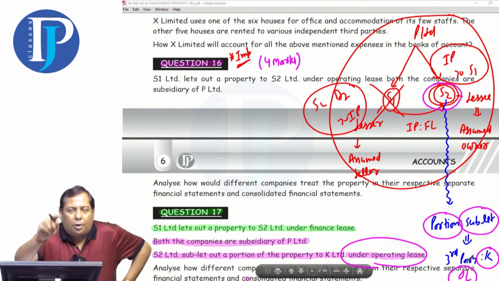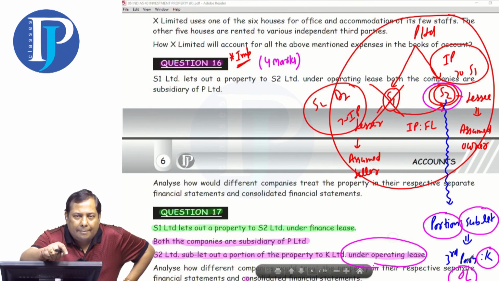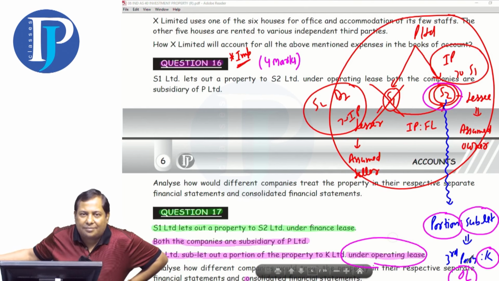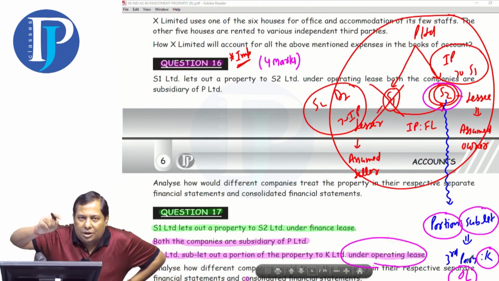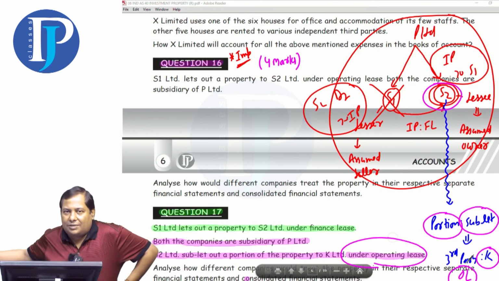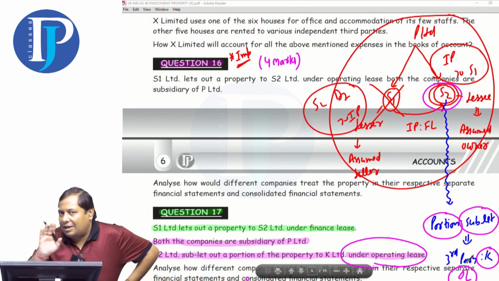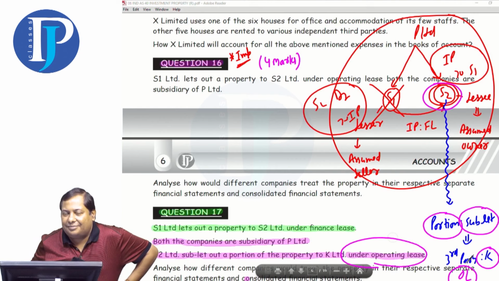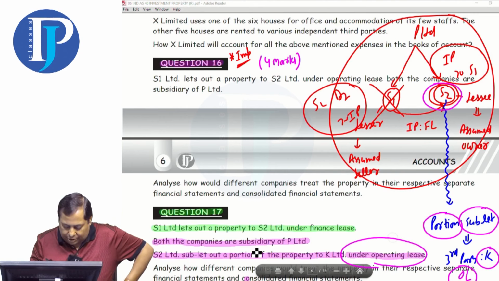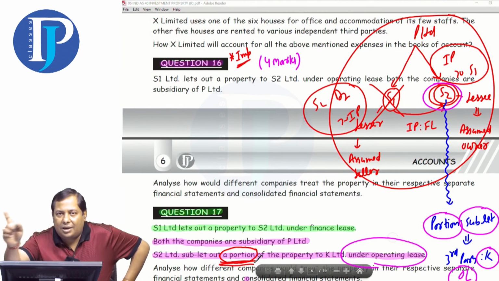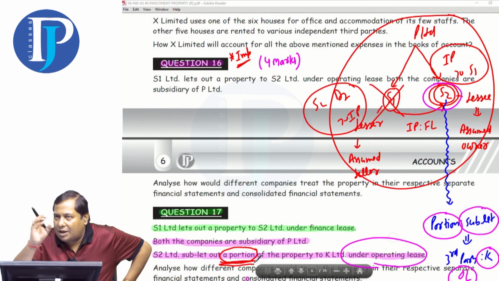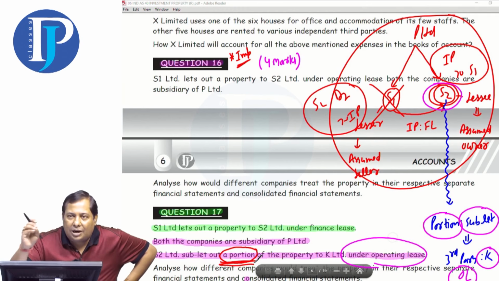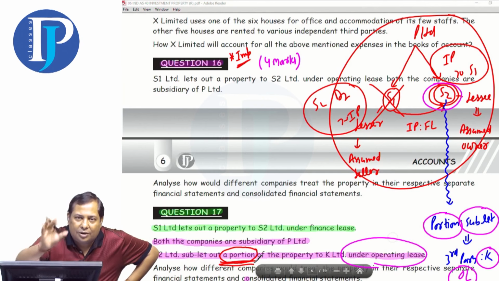So that means the property is within the group, because ownership isn't transferred to K. It's not transferred to K, as this is an operating lease and rent is coming in. So now there is a let out portion for which we'll apply 40. What word is being used here? Portion. This means you have not released the entire property. You have let out just a portion of it. Hence, apply Ind AS 40 to the portion that was let out on operating lease.